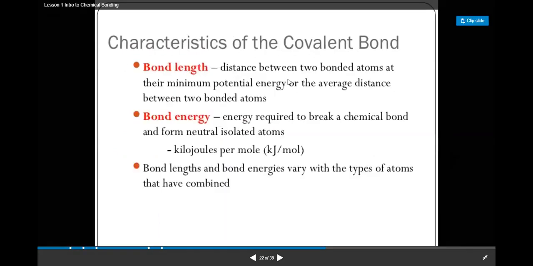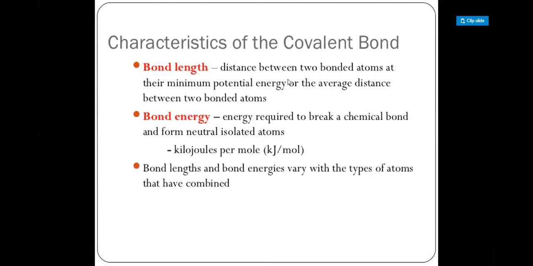So similarly, some characteristics of covalent bond: we have already talked about bond length and bond energy. Bond length is nothing but the distance between bonded atoms at their minimum potential energy. So that is going to be the bond length, the distance between two bonded atoms at their minimum potential energy. So the energy should be minimum.